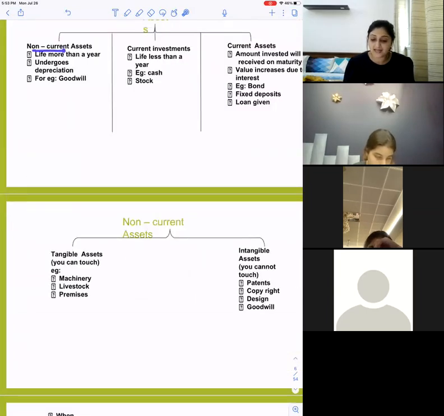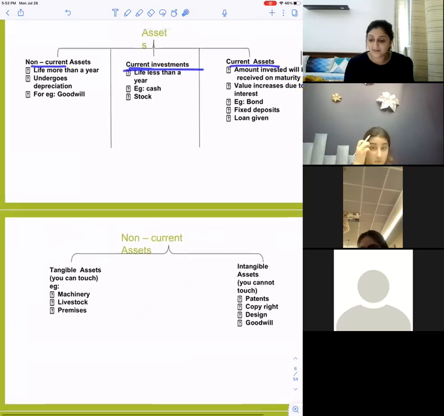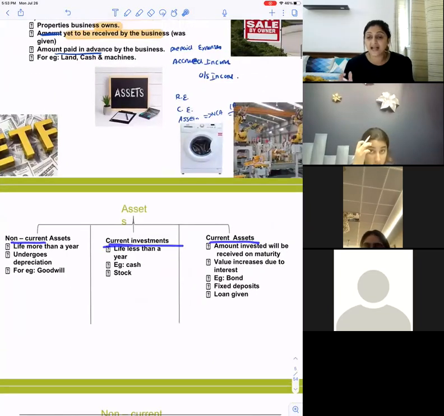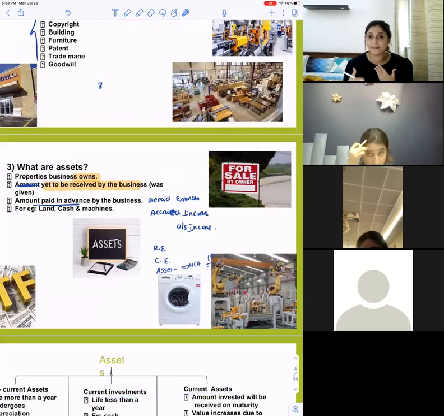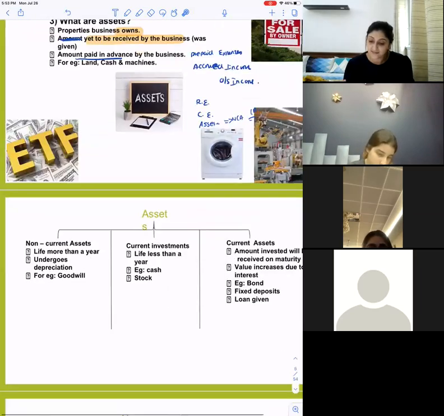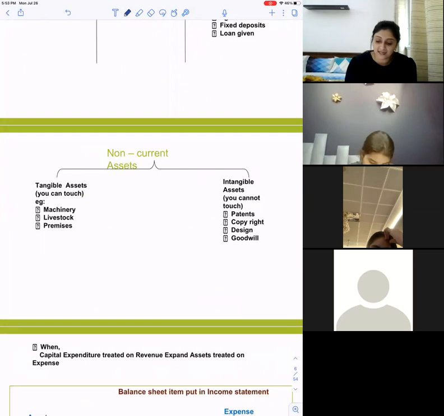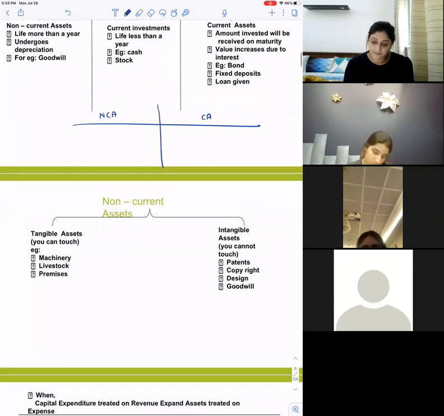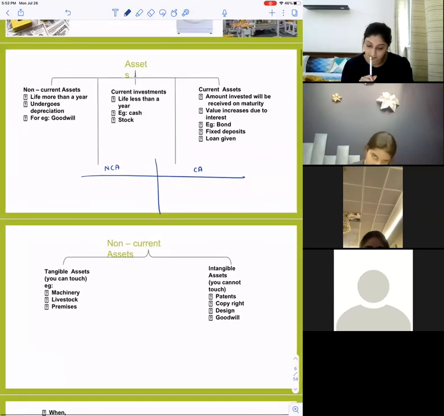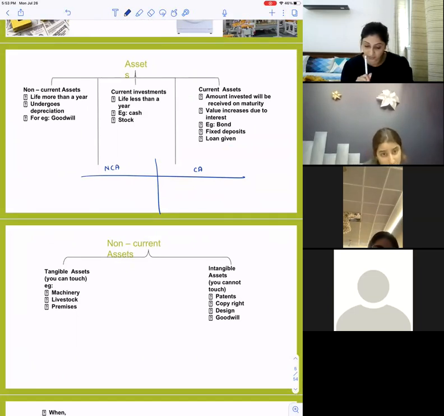Come on, non-current assets and current assets. I'm giving you all two minutes. Write it, just add a page, write and send me a snapshot. Distinguish between non-current assets and current assets. It's not current investments now. No.